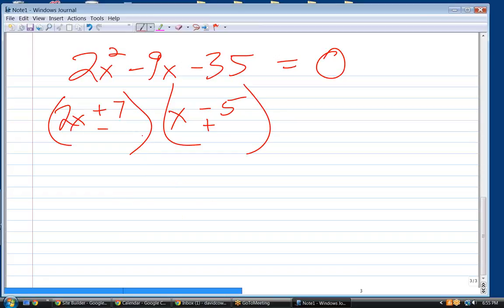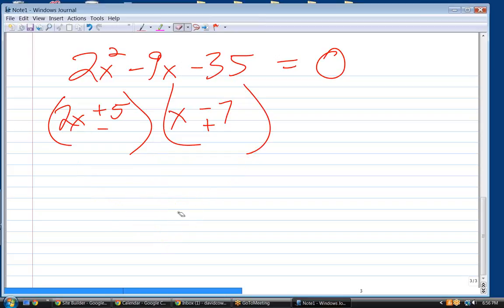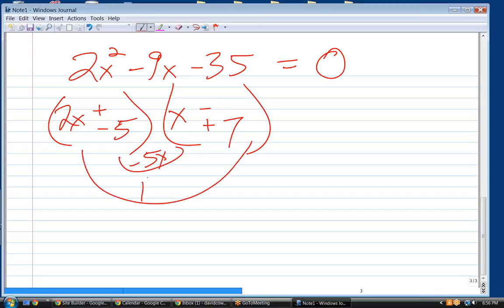But I do maybe need to consider putting the 5 on the left and the 7 on the right. Let's try that. That would be 5x and then negative 14x, which would work. Yes. Now, well, I got lucky there. We got it with the first try. But had I made the mistake of trying the 5 here and the 7 there as my first try, it would be 5x, and then 14x. Notice that I get the same number, just the wrong sign.